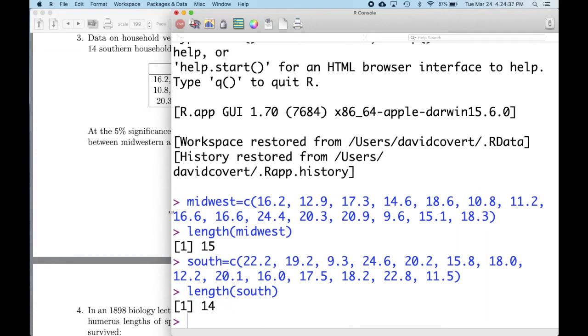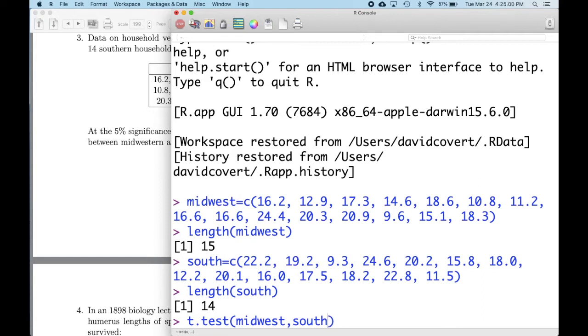Okay, now this t.test function is just magic. It's perfect. T.test, what we're going to do is compare the Midwest data with the South data. We don't have to do anything special about computing the means, the standard deviations, right? So all that stuff that we did before, we don't really have to compute.